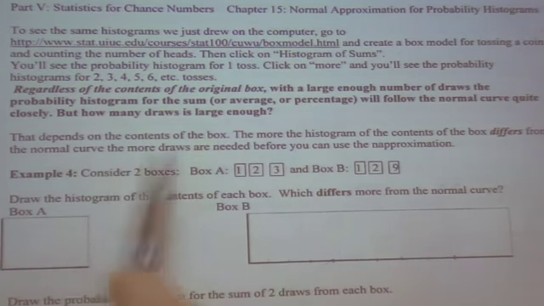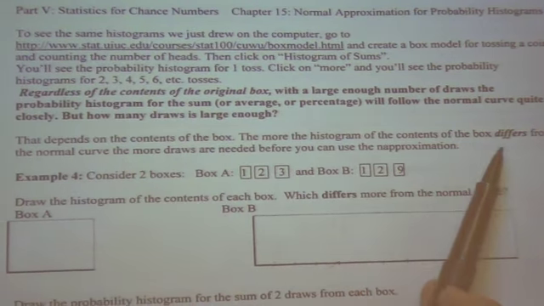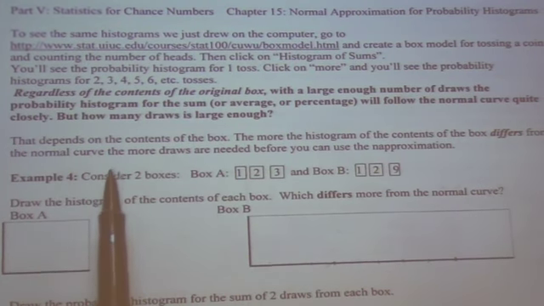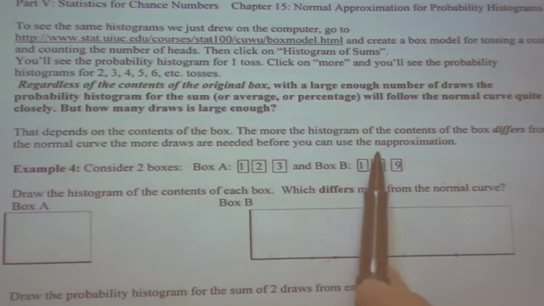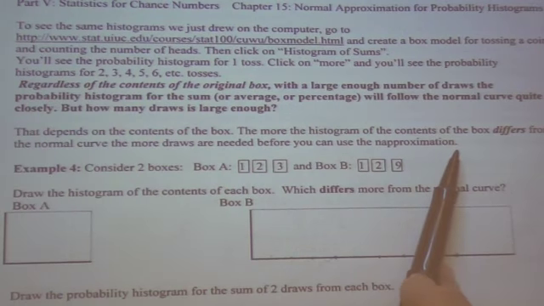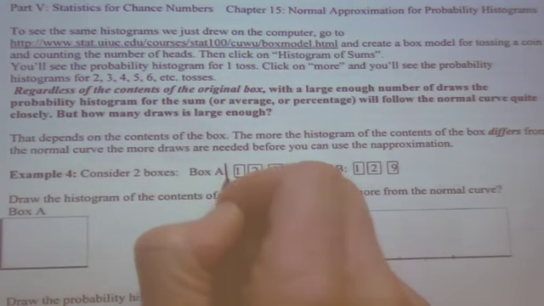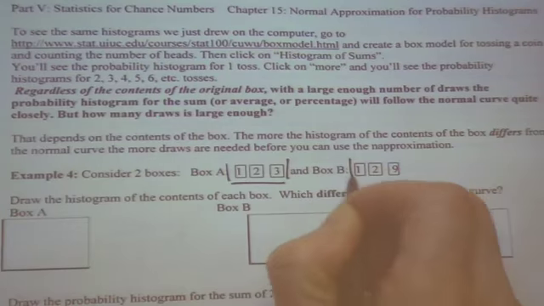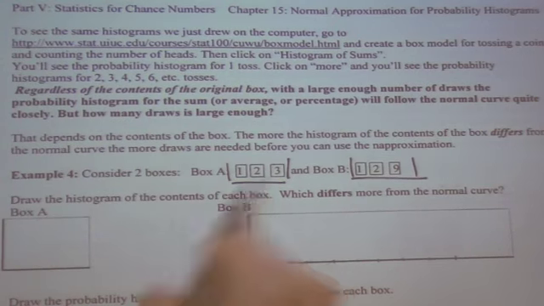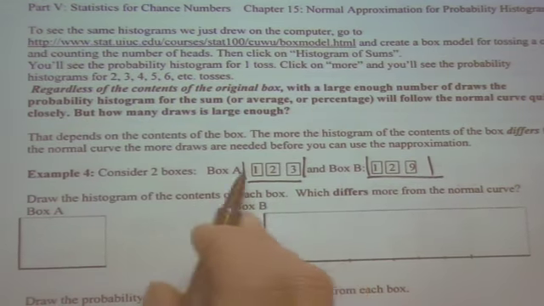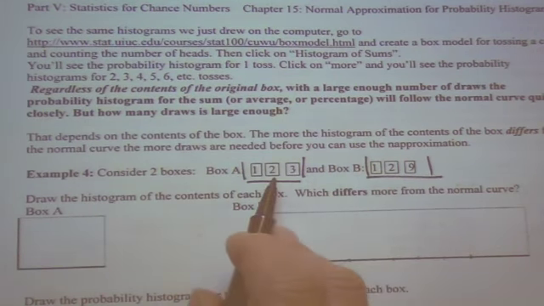Well, as we saw, that depends on the contents of the box. The more the histogram of the contents of the box differs from the normal curve, the more draws are needed before you can use the normal approximation. All right, now consider two boxes, 1, 2, 3, and 1, 2, 9. Now let's draw the histograms for just one draw for the contents of the box. Do you see how this one's going to look more symmetrical, more normal than this one?